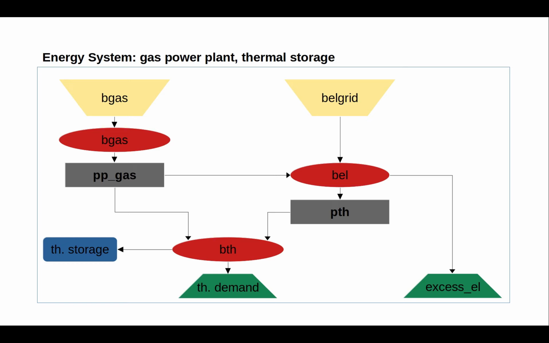We then have the electricity grid on the top right corner. It's going to the electricity bus, which is then going to the power to heat converter, which in turn is feeding into the thermal bus, and the electricity bus is also feeding into the excess electricity sink, so we can sell the electricity produced by our power plant on the wholesale market. As you can see, we have two sources, three buses, two converters, one storage component, and two sinks.